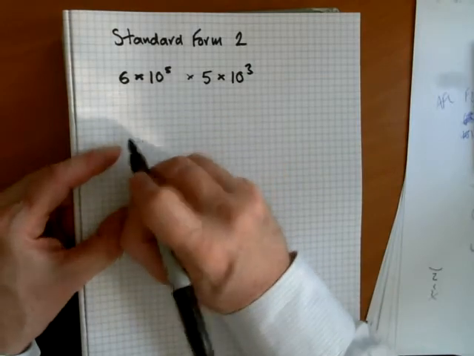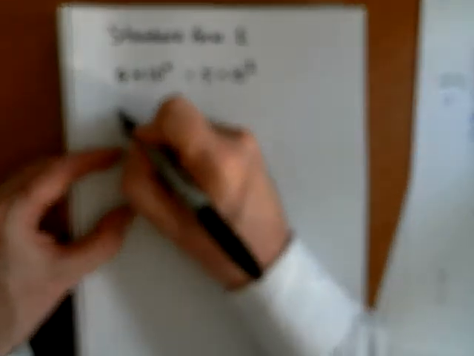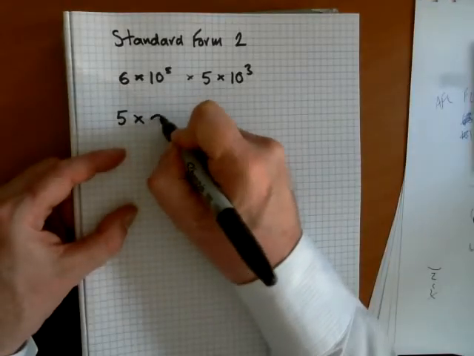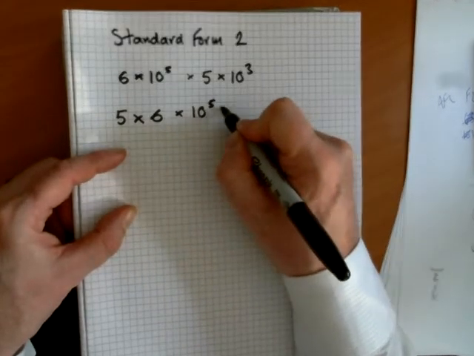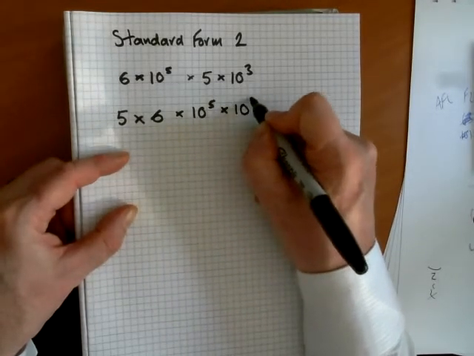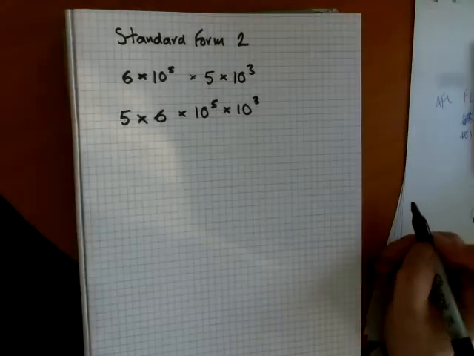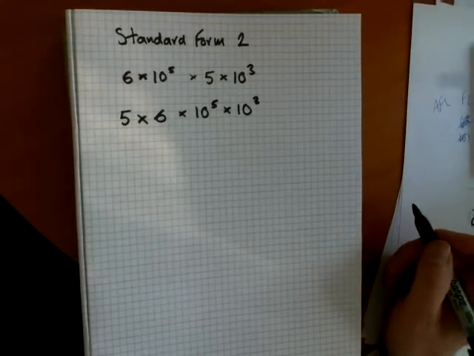Now when we're multiplying, we can write this out in any order we like. So I'm going to put the numbers together, 5 times 6. I'm going to put the powers together, 10 to the 5 times 10 to the 3. It's perfectly right to do that. The order in which we multiply makes no difference at all.